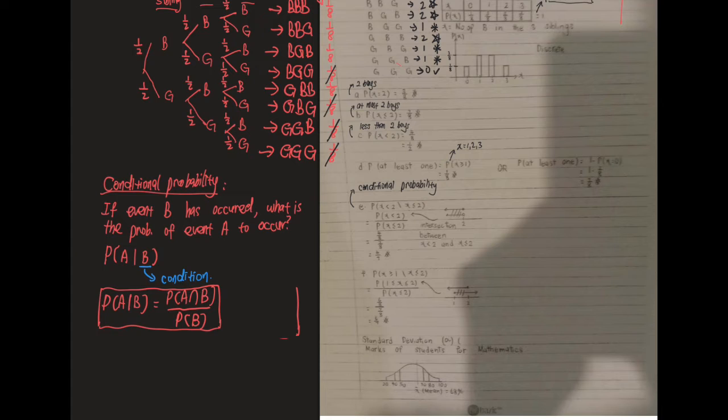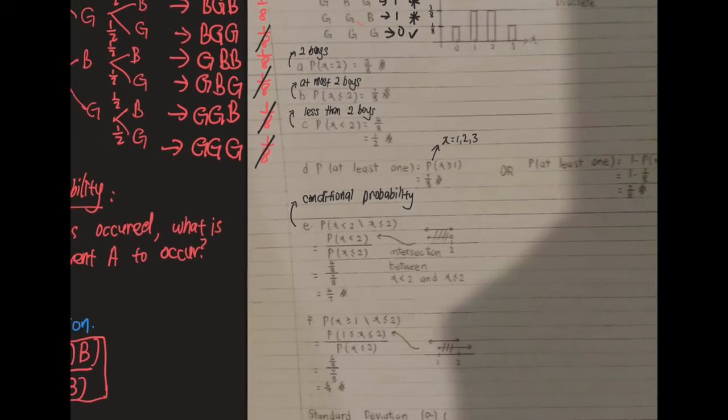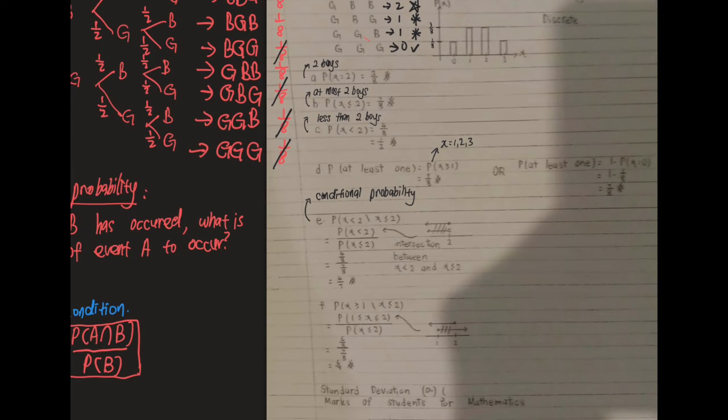Okay, let's come back to the question here. Part E: P(X less than 2 given that X less than or equal to 2). So the question may sound like this. Let's say I create the question. Just now we already discussed that less than 2 means less than 2 boys, and less than or equal to 2 means at most 2 boys.